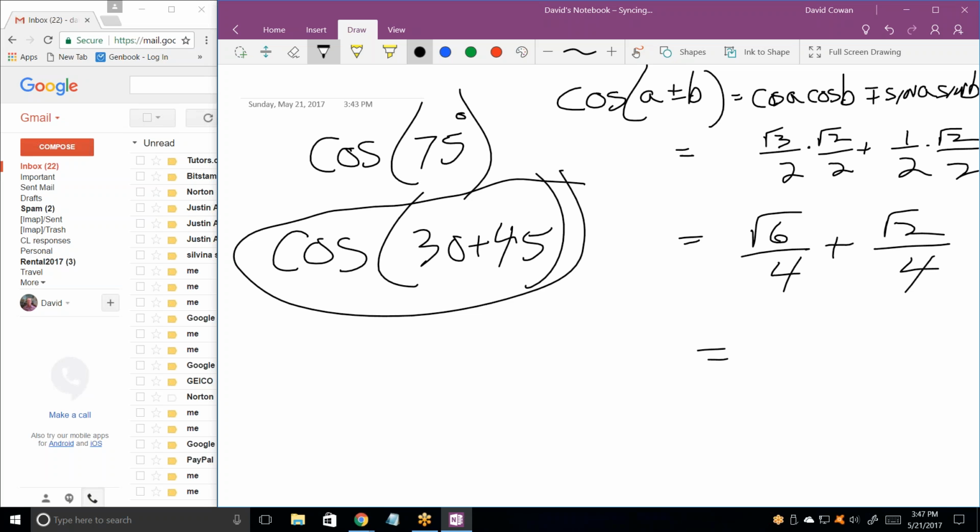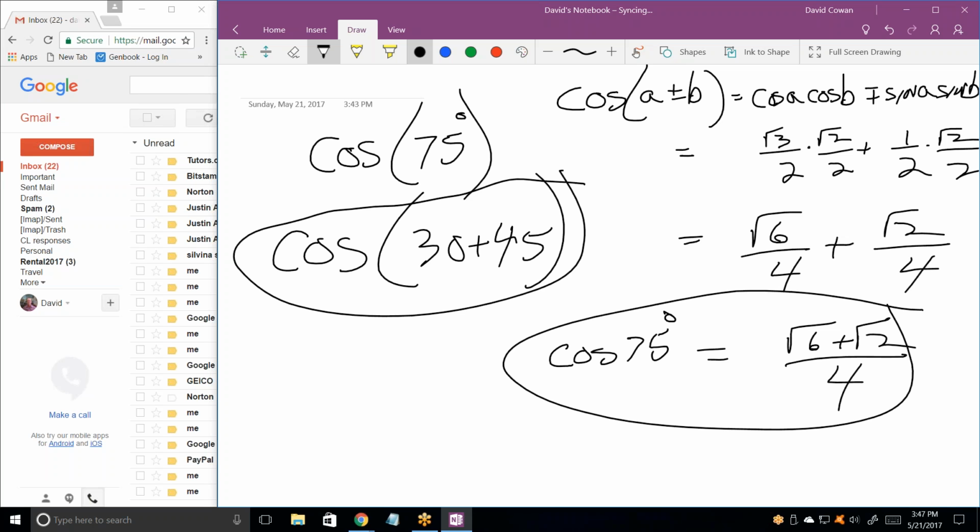Believe it or not, this is a very common answer. You wouldn't think so, but it is. Root 6 plus root 2 all over 4. And that's what the cosine of 75 degrees is. In other words, we didn't need a calculator. We actually were able to figure out the cosine of a non-standard angle, in other words, one that was not multiples of 30 or 45, without a calculator. Oh, I see how that works.